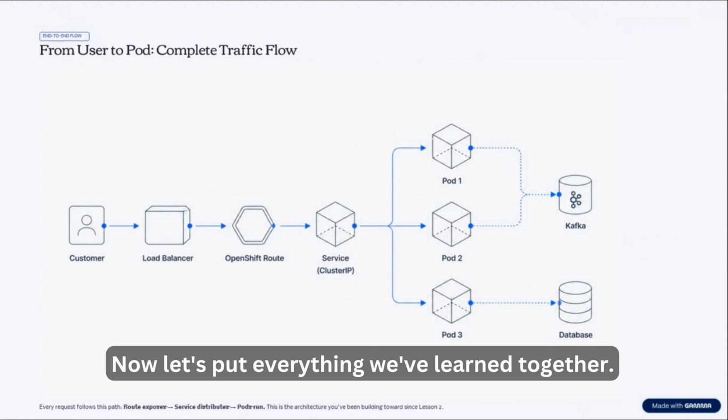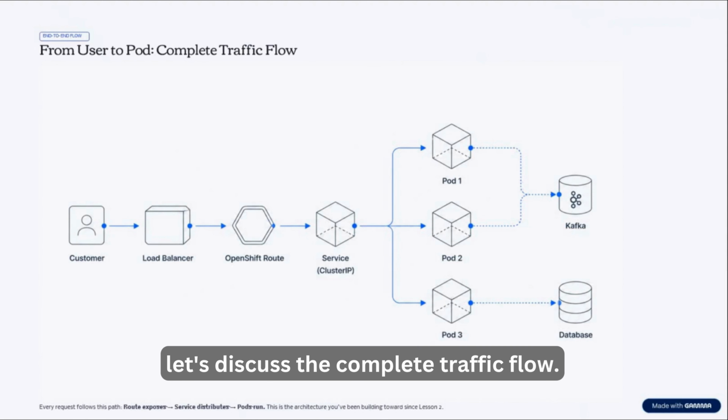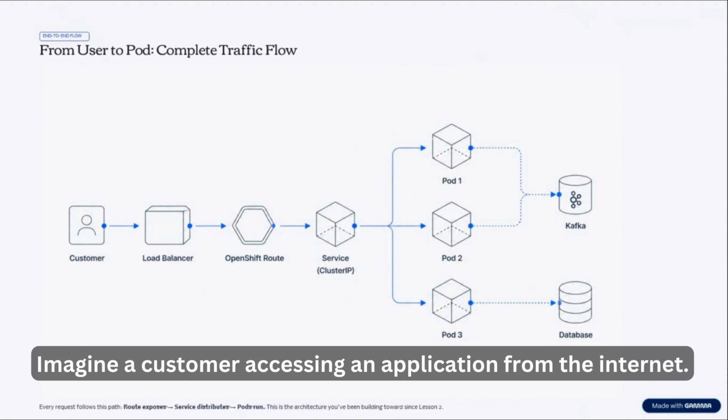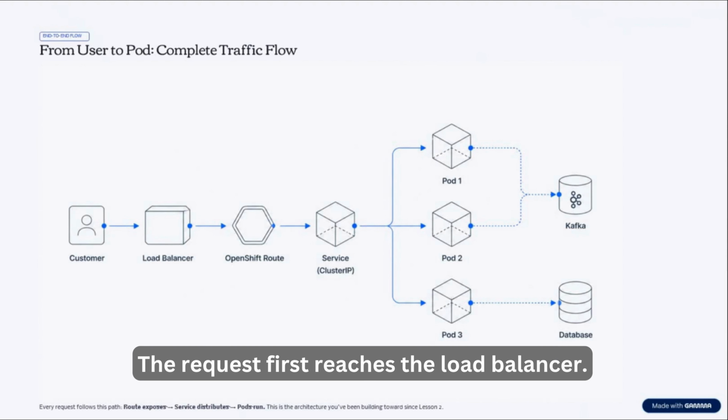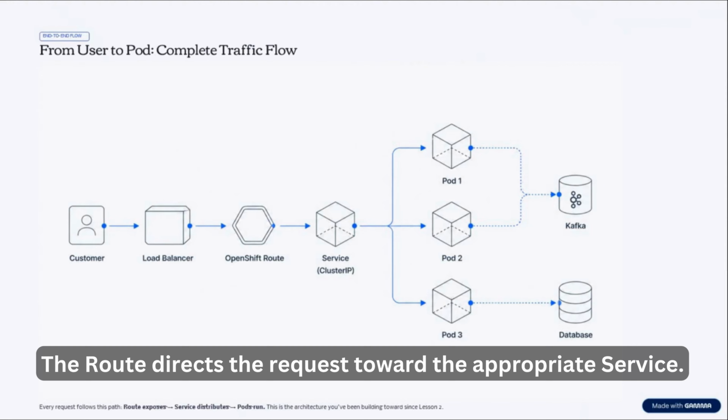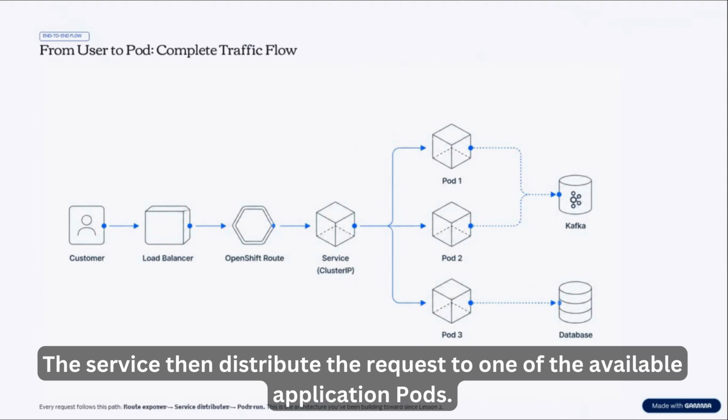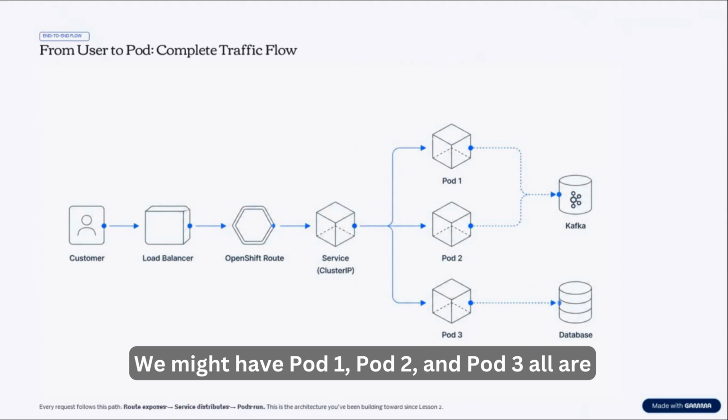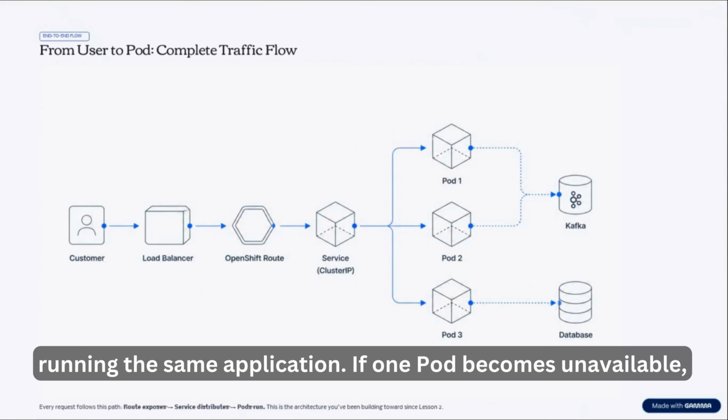Now let's put everything we have learned together. Let's discuss the complete traffic flow. Imagine a customer accessing an application from the internet. The request first reaches the load balancer. From there, it reaches the OpenShift route. The route directs the request toward the appropriate service. The service then distributes the request to one of the available application pods. We might have pod 1, pod 2, and pod 3. All are running the same application.